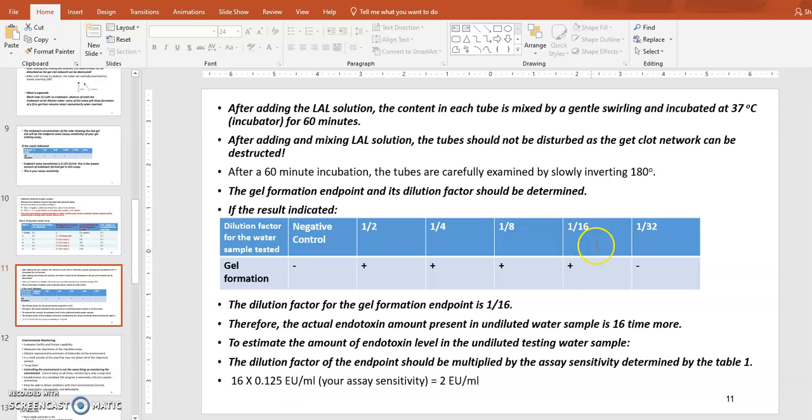And then what was the dilution factor here? It was diluted like 1/16. That means if it was not diluted, straight sample water, there should be about 16 times more endotoxin there. So that's why you have to multiply by 16 to estimate the amount of endotoxin present in the undiluted sample water. Okay, so if you do the math, 16 times 0.125, you can see that it's about 2. Right, so that's 2 EU endotoxin units per mL. So that's how this assay works.